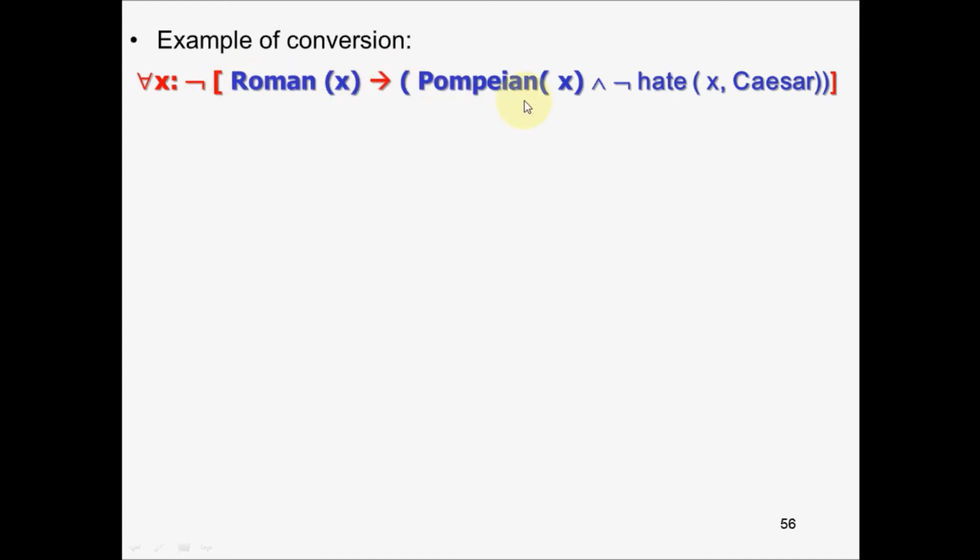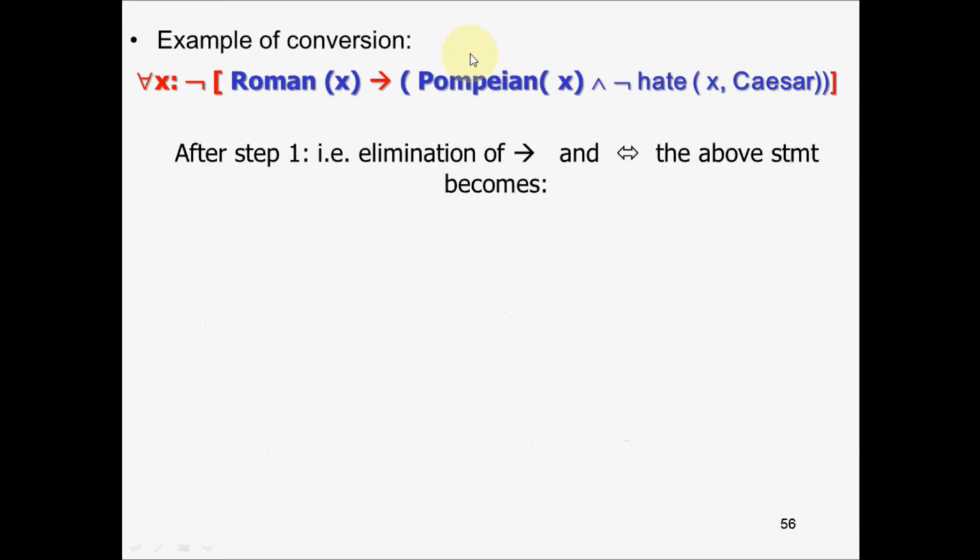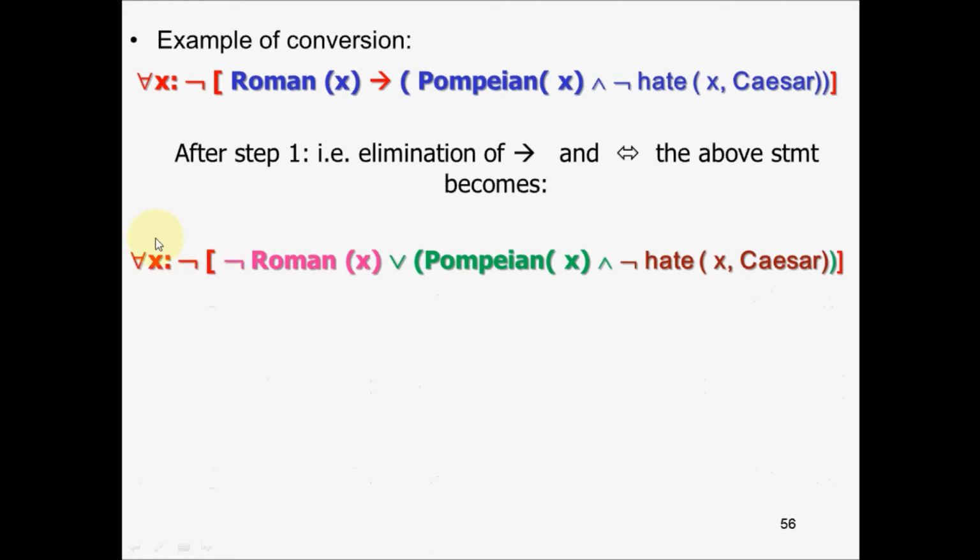Now, Roman x implies this whole term can be written as not Roman x or this whole term. We will not touch this outside part. After applying step number 1, elimination of implication, the outside term remains the same, and inside the implication is eliminated, so this becomes not of, not Roman x or Pompeian x and not hate x comma Caesar. That's it. Now I have converted the sentence by applying the first step, elimination of implication.